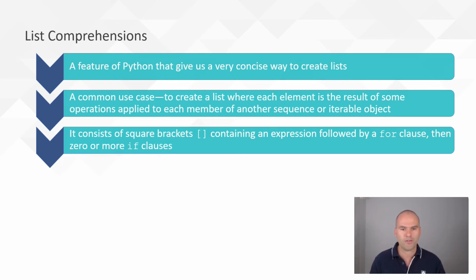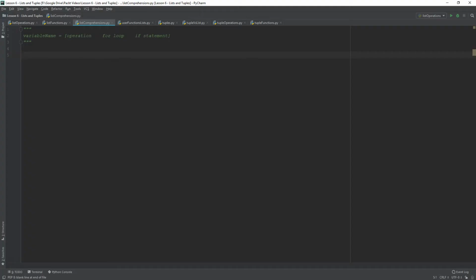They're not so difficult. In this video, we are going to take a look at list comprehensions. I know that the theory might have sounded somewhat strange and esoteric, but the format of this is really simple. You have a variable name equal to square brackets in which you have an operation, a for loop, and an if statement. The if statement is optional. Let's take an example.